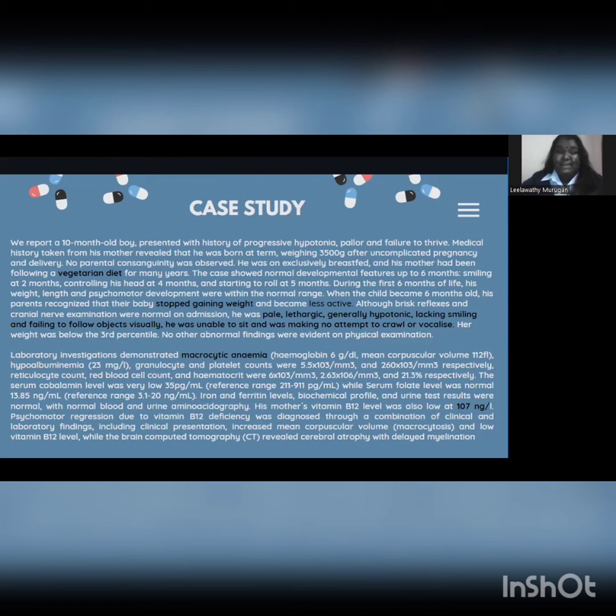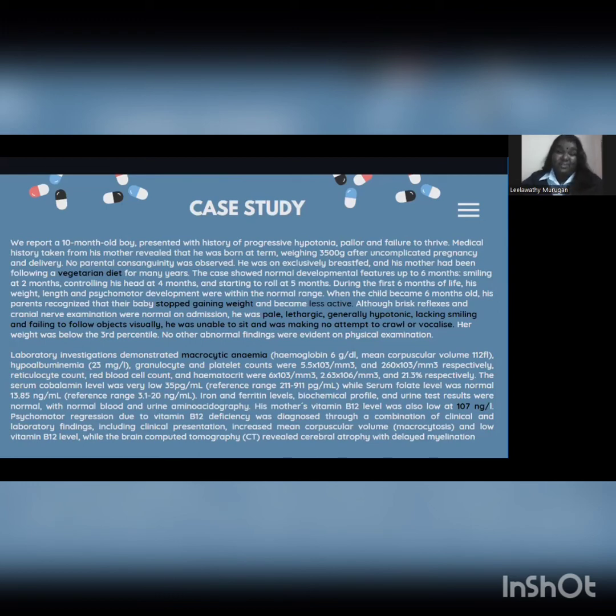So basically, the mother was on a vegetarian diet, and the baby stopped gaining weight after 6 months and became less active. The baby was also failing to follow objects visually. He was unable to sit and was making no attempt to crawl or vocalize.